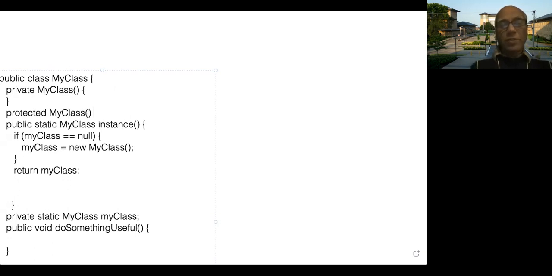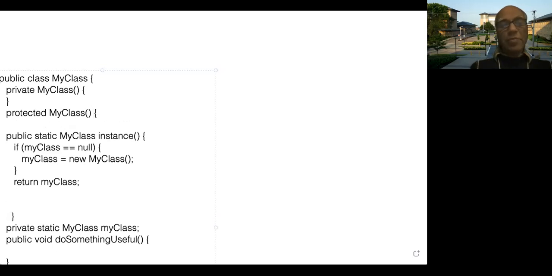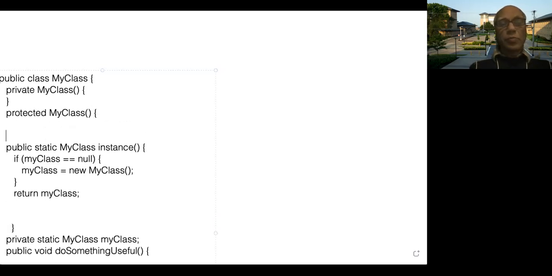protected my class. Then this can be accessed from the subclasses. So the subclass will be able to use this constructor to create an instance of the subclass. But then the problem is the subclass will be able to instantiate objects of type my class. So we have more elaborate mechanisms to check what type of object is being created. So we need to distinguish between these two.